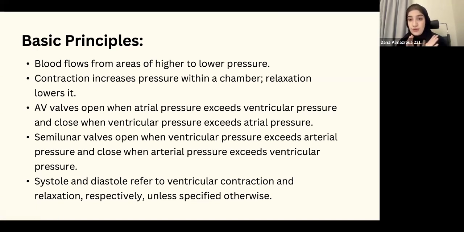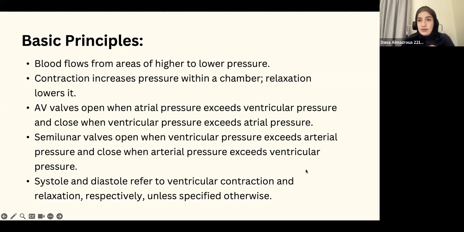That's one principle. The other principle is that the semilunar valves, which are the aortic and the pulmonic valves, they only open whenever the ventricular pressure exceeds the arterial pressure, or the pressure within the aorta or the pulmonary trunk. So we need a pressure gradient in order for blood to flow. And this kind of makes sense because otherwise blood wouldn't be able to flow. So it goes from areas of high pressure to areas of low pressure.